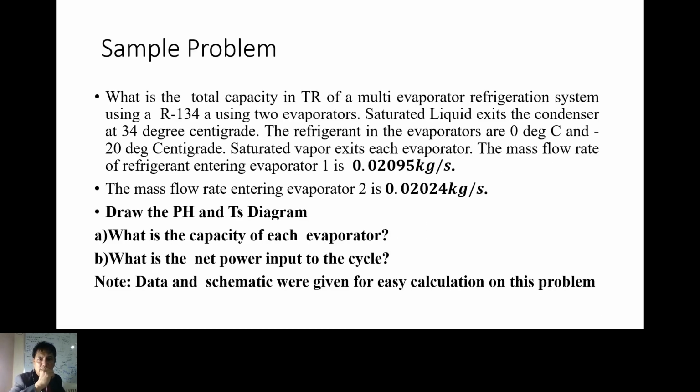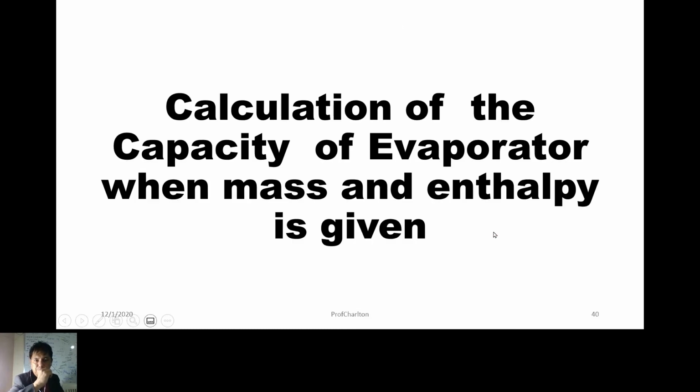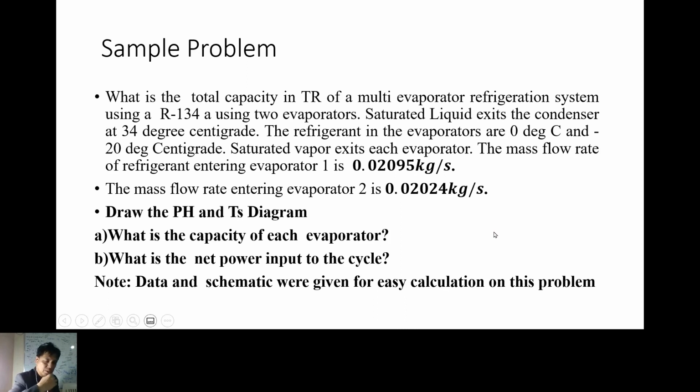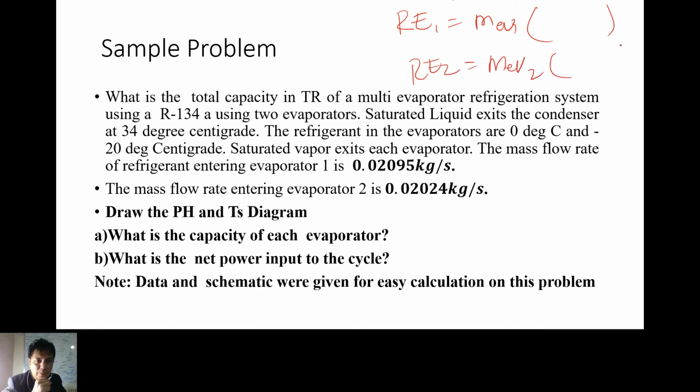Okay? So now we will consider this, saan ba yun? Ito. Yung sinolve natin kanina, last week, no? How do we get the refrigeration capacity if the enthalpy is given? Capacity of refrigerator, ito lang 'yon, no? So refrigerating effect 1 is mass of evaporator 1 times kung ano mang enthalpy 'yon. Tapos refrigerating effect 2 is mass ng evaporator 2 times the enthalpy.